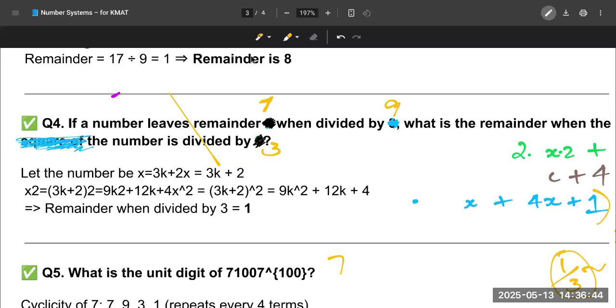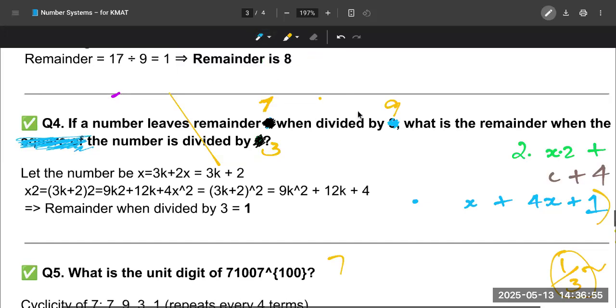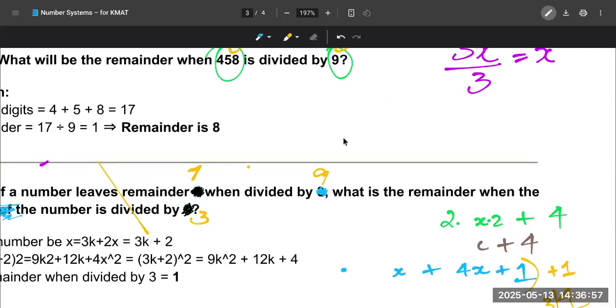So the number is 9x plus 7. Try to divide it by 3. 9x divided by 3 leaves nothing, and 7 divided by 3 gives remainder 1. You will get 1 as a remainder. 1 is not divisible by 3, so again 1 is the answer. If it was 8, then it would be 2.